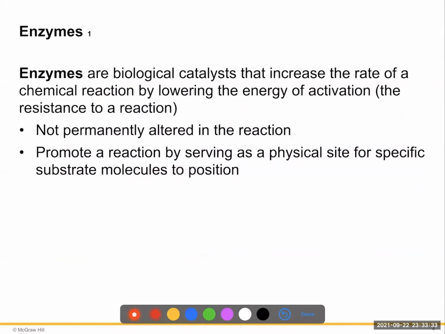We use enzymes. Enzymes are biological catalysts. Catalysts do two things. They speed up a chemical reaction, and they are regenerated in that reaction. They're not used up by the reaction. They increase the rate of the chemical reaction by lowering the activation energy, the energy of activation, which is basically resistance to reactions. They lower that.